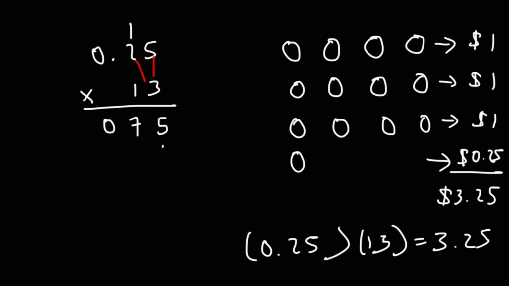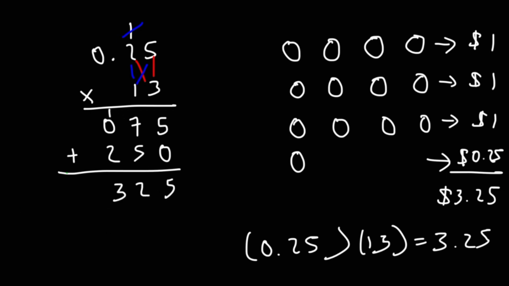Now move it to the next row, add a 0. Don't forget to do that. 1 times 5 is 5. 1 times 2 is 2. Don't worry about this one because we used that already. And that's about it. So now we're going to add. 5 plus 0 is 5. 5 plus 7 is 12. Carry over the 1. 1 plus 2 is 3.